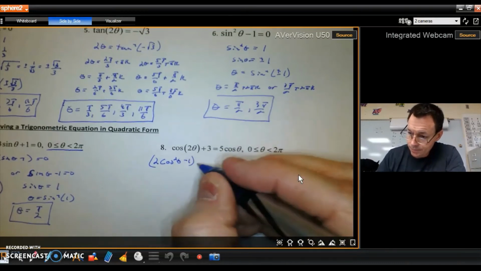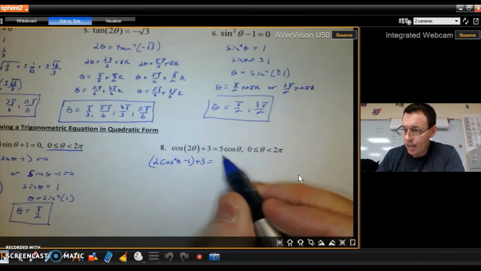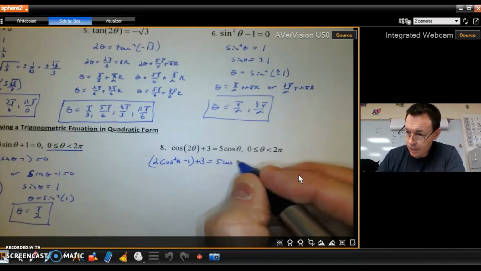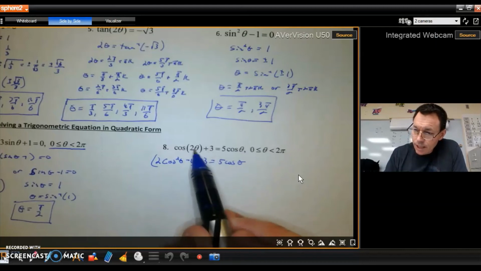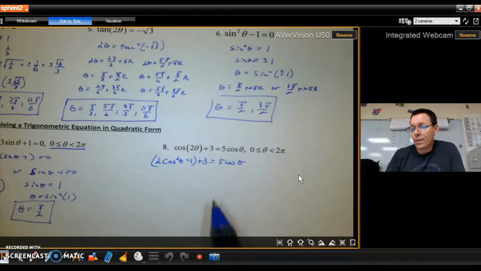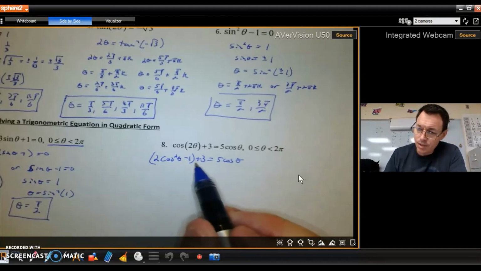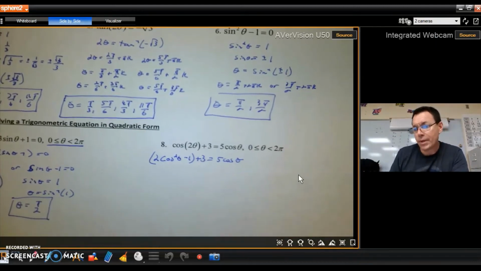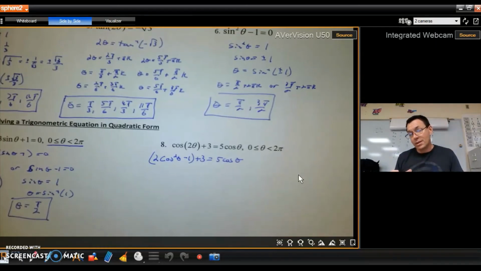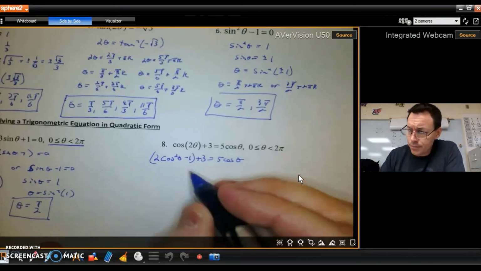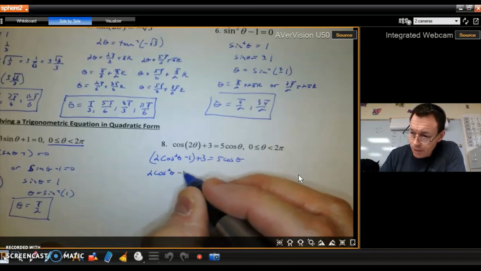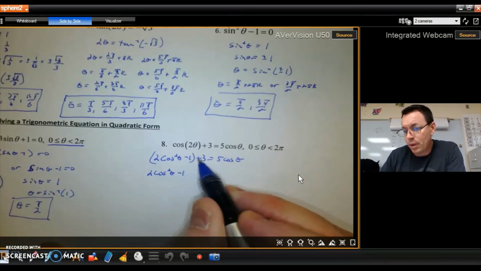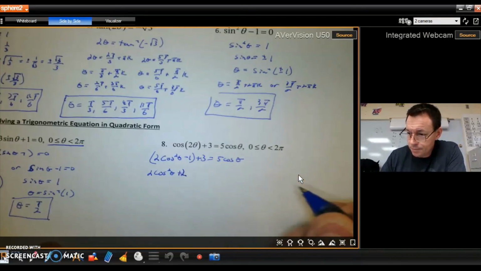Now, I still have a plus 3, and then I have a 5 cosine theta. But now everything's in the same terms. I put parentheses around to show that this is one entire thing in the equation. I don't really need the parentheses because the only thing outside them is a plus 3. If there was multiplication where you had to distribute, then it would be good to have those parentheses, but if you just have addition, we don't need them. So I can drop the parentheses and combine these: 2 cosine squared theta minus 1, minus 1 plus 3 is going to be plus 2.